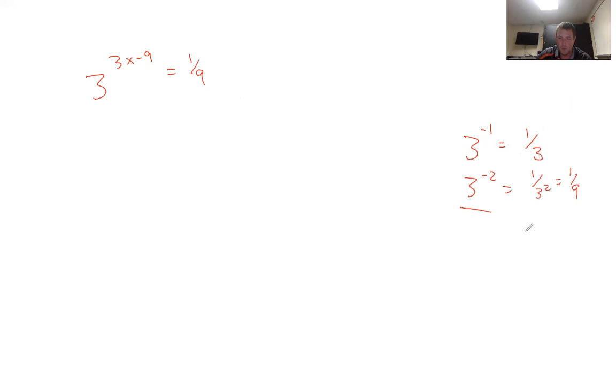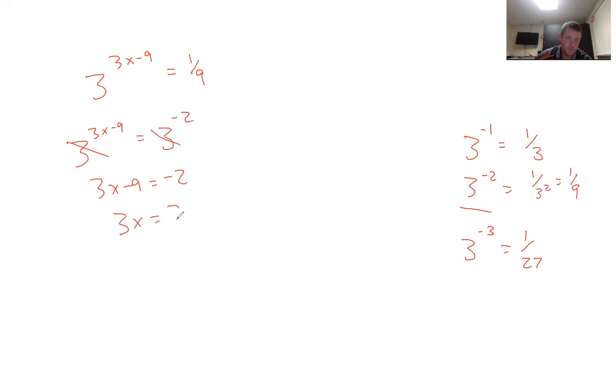So if it was like 1 over 27, this is the same thing as 3 to the negative 3 power. So 1/9. 3 to the 3x minus 9 is equal to 3 to the negative second power. Bases are the same. Cross them off. I'm left with 3x minus 9 is equal to negative 2. 3x is equal to 7 as I add 9. And x is equal to 7/3.